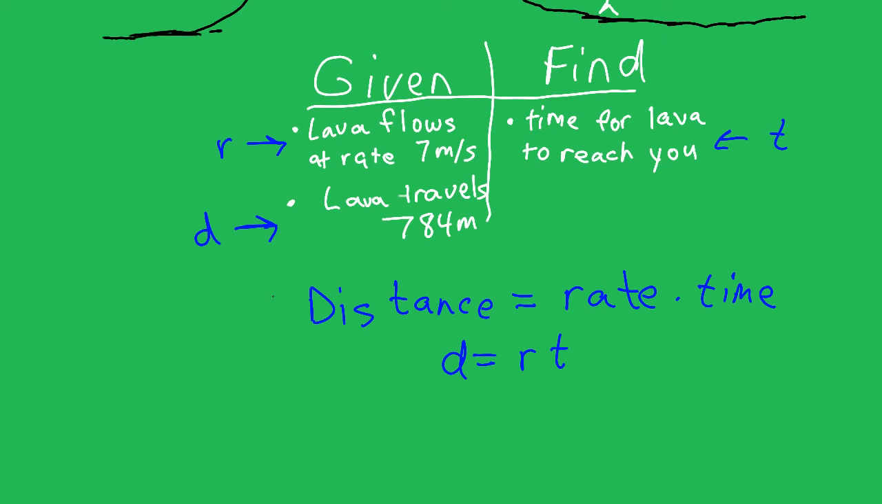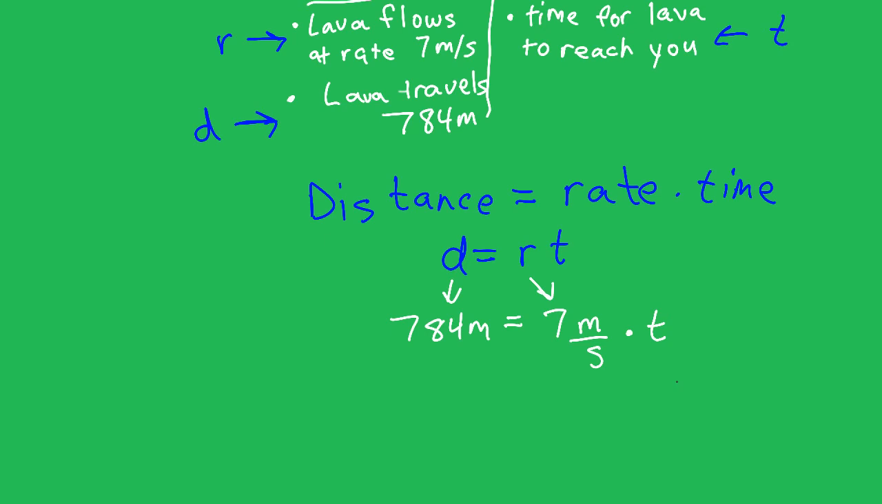Alright, so now we can plug the values that we know into our equation. For D, we were given that it was 784 meters, so I'll put that in there. And then we also were given the rate to be 7 meters per second. And the time we weren't given, it's unknown. We're being asked to find it, so we'll just leave it as T. So that's what our equation looks like now.